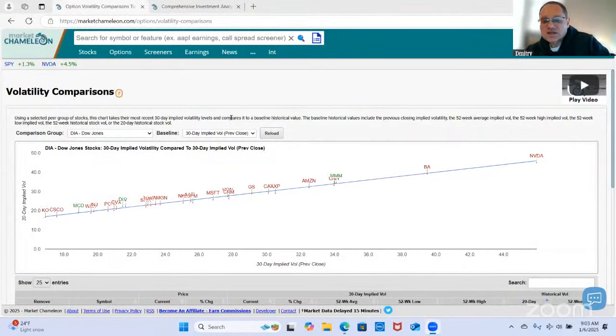Good morning, everyone. I'm going to share my screen here so we can jump right to it. And today what we'll cover is a tool that helps us visualize implied volatility levels of a group of stocks that we want to analyze.